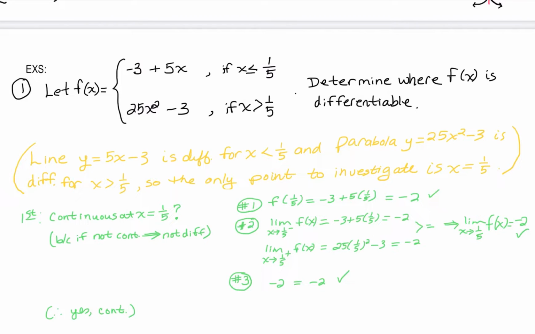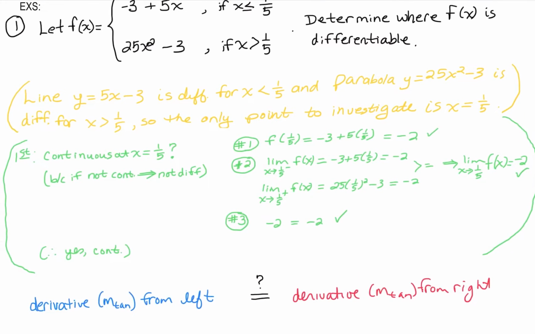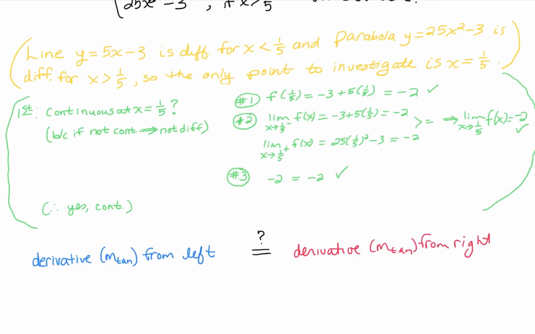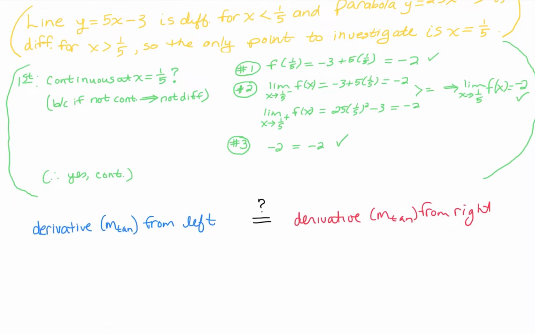So in some ways, again, this really isn't necessarily the crucial work on this one, but it would have been if we had failed continuity, because if we failed continuity, then we could say it fails differentiability. But that didn't pan out. So what are we really looking at here? Here's the heart of what we need to look at then. We need to look at what is the derivative or the slope of the tangent line from the left, and then does that equal the derivative or the slope of the tangent line from the right?